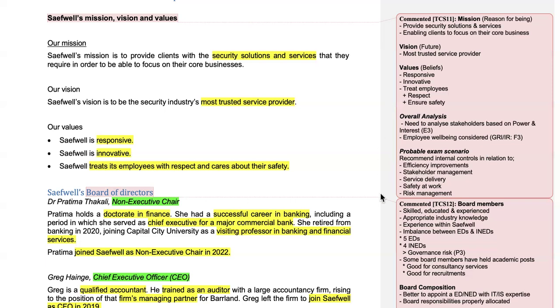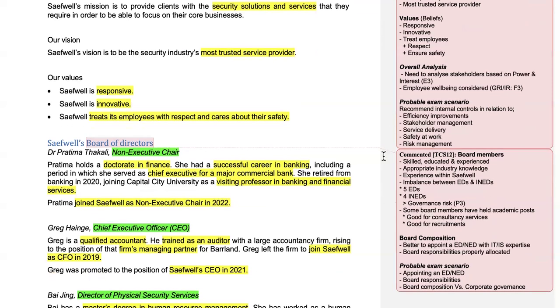So based on all this information, probable exam scenarios which can be thrown at you could be with regards to recommending internal controls with the intention of bringing forth efficiency improvements, internal controls to manage stakeholders, internal controls with regards to service delivery and ensuring safety at work, and internal controls to manage a certain risk which we are exposed to.